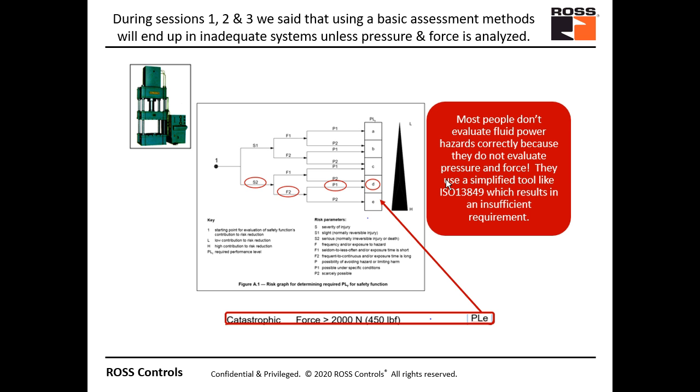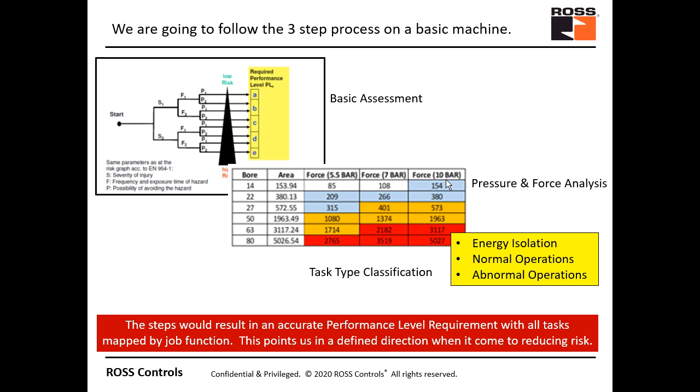So, as I said in that presentation, people are following a 3-step approach using a basic assessment method. Then if they identify that there is fluid power risk on the machine, they do additional pressure and force analysis to see if the performance level suggested by the basic assessment was good enough or not. Once they determine what that performance level needs to be, a lot of companies are looking at what type of risk reduction measures they need for that specific mode of operation.